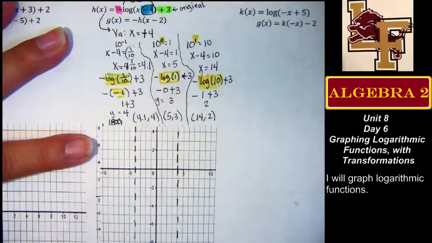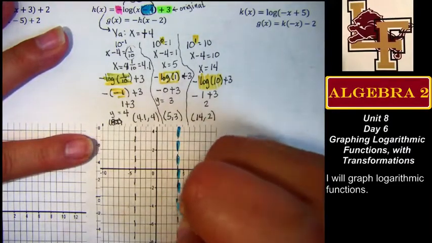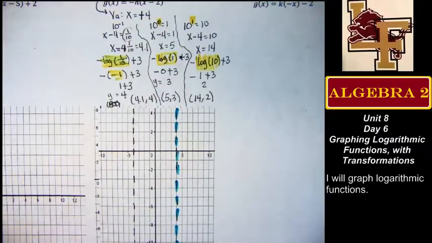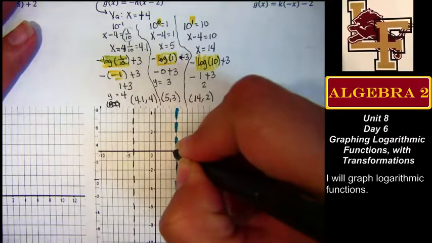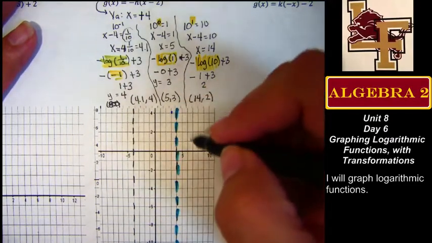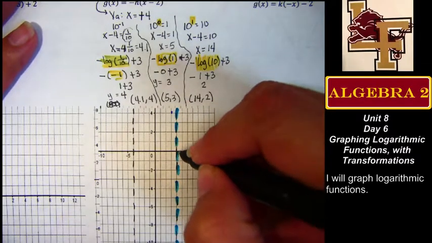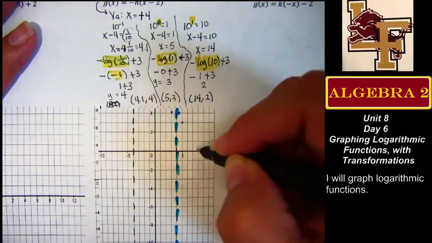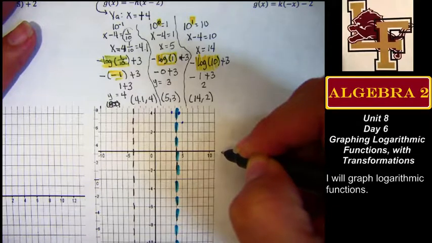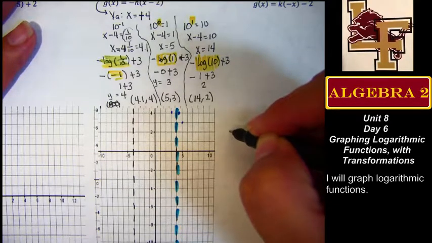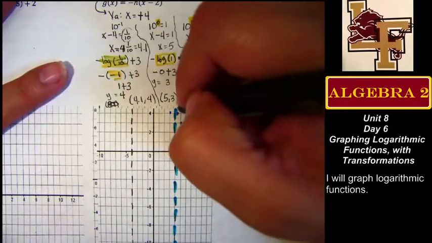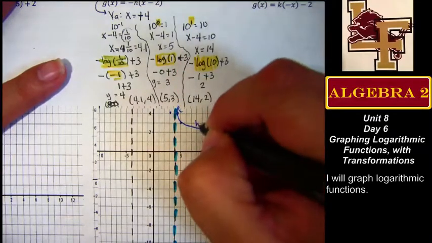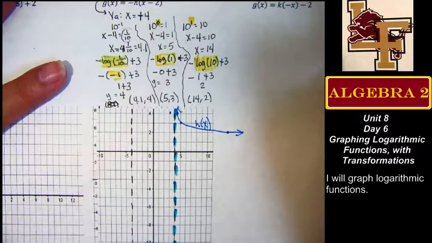Let me color that in blue for you so that you can see the difference. Ignore the black line, look at the blue. All right, now I can graph 4.1 comma 4. And then at 4.14, it's on this side. And then at 5, it's 3. And at 14, which goes off the graph, it's 2. So I'm going to say it's about there. YOLO. Okay. So this is my original h of x function.